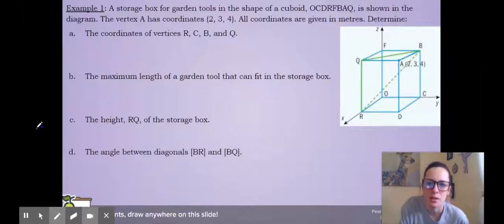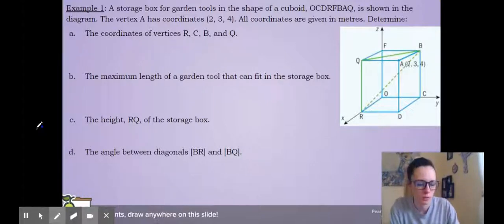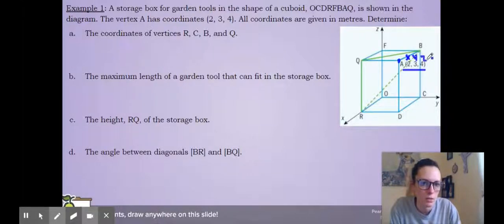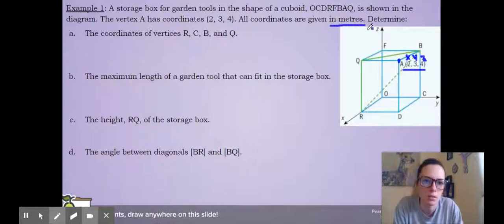Example 1, a storage box for garden tools is in the shape of a cuboid, which is IB speak for just a prism, and it's shown in the diagram. Vertex A has coordinates 2, 3, 4. So we have vertex A over here, and it has coordinates 2, 3, 4, which means we have the x-coordinate of 2, the y-coordinate of 3, and the z-coordinate of 4. All coordinates are given in meters, it says.